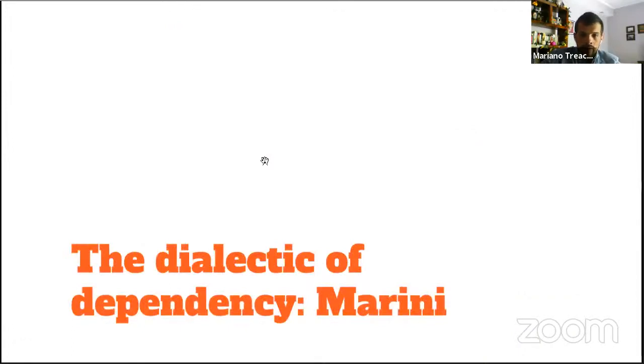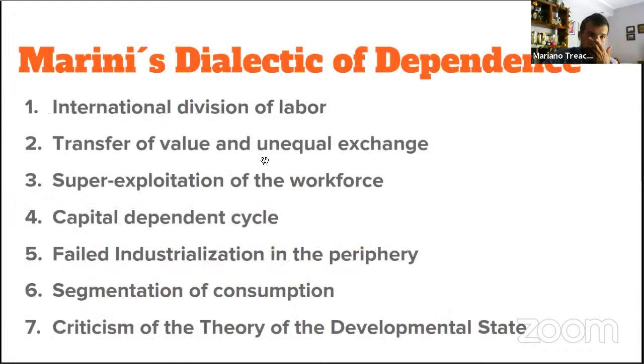So we will now present briefly the main topics of Marini's dialectic of dependency, the classical work of Marxist dependency theory, Ruy Mauro Marini being the main representative of this economic thought school. In the dialectic of dependence, Marini presents some topics: discussions regarding the international division of labor, the transfer of value and unequal exchange between the developed and underdeveloped countries, this concept of super-exploitation of the workforce, and also the development of the dependent capital cycle as a new and special way of development of capitalism.